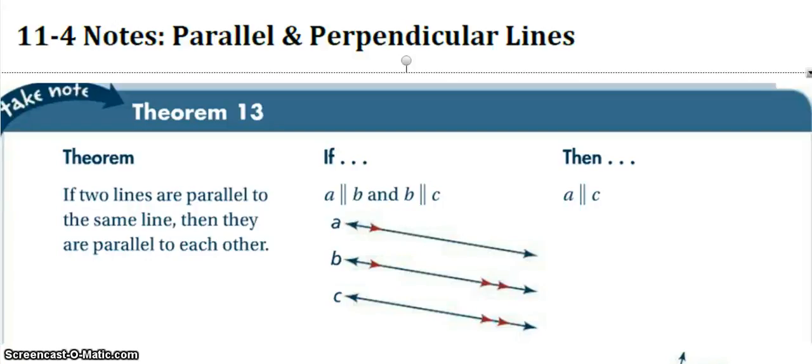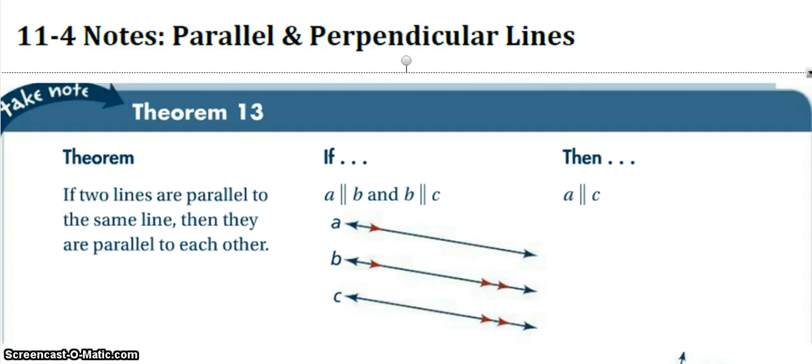Hello again, guys. We are back in 11.4, discussing parallel and perpendicular lines and their relationships, and looking at a few of our theorems. On a couple of these, we're going to prove why the theorem holds true. So if we start here with Theorem 13, it's talking about if two lines are parallel to the same line, then they are parallel to each other.